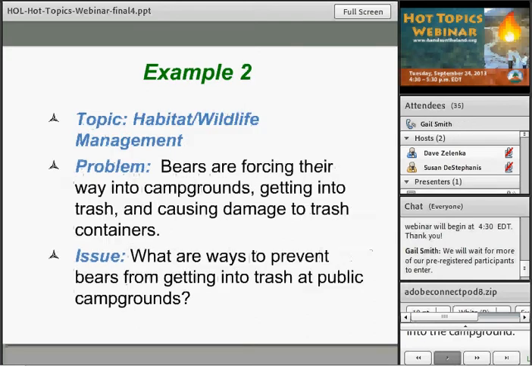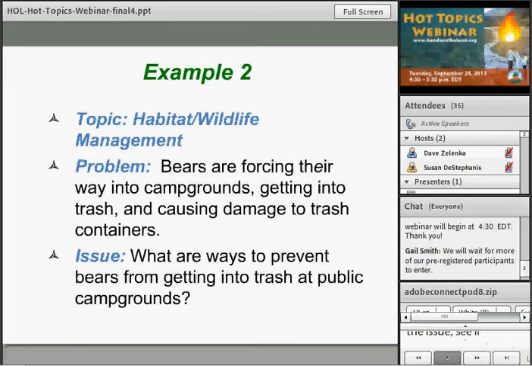So let's go to another example. I kept the topic the same, but take a look and see when you read through the problem and the issue if there's any miscues about the problem. So read through that for a moment and see what you think.